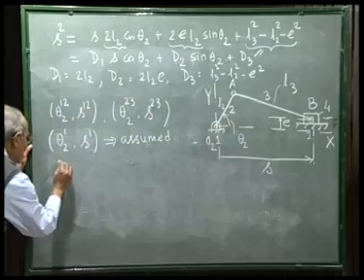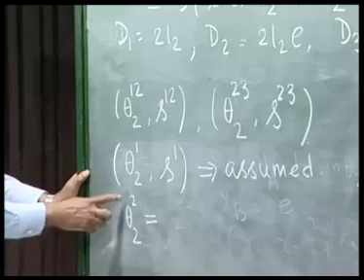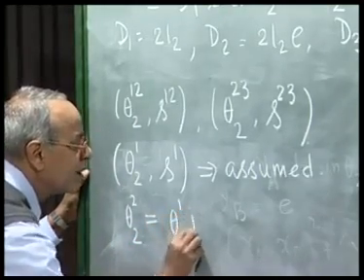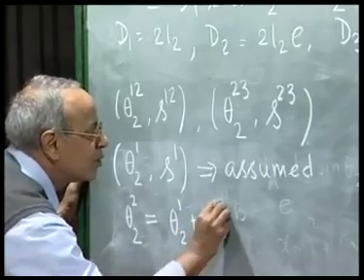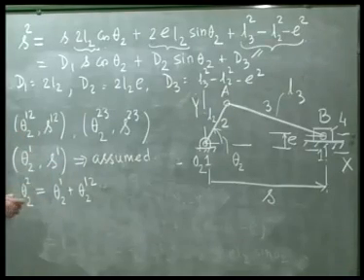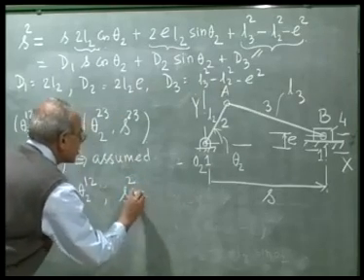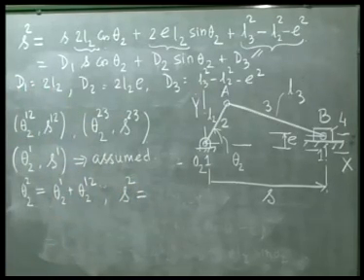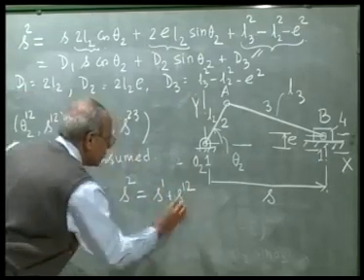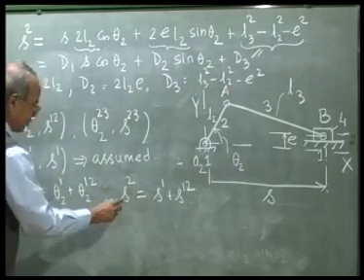From here I can find the values of theta 2 and S corresponding to the second accuracy point as theta 2 1 plus theta 1 2. This we have assumed, this is given, so I can find theta 2 2. Similarly, I can find the value of S corresponding to the second configuration, or second accuracy point, as S1 plus S12. S1 we have assumed and S12 is prescribed, so I can find S2.